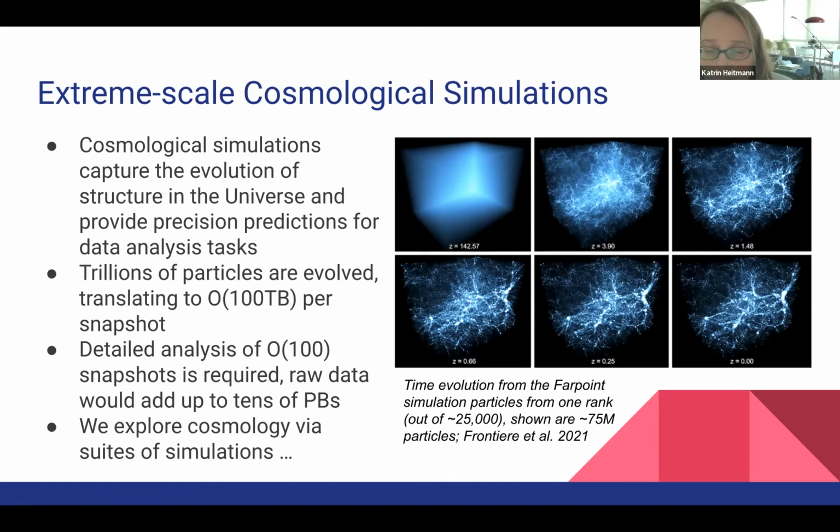So if you evolve 2 trillion particles, you get a snapshot size of the order of 100 terabytes. You need positions and velocities. And in order to make these detailed analyses that I described, you need hundreds of snapshots. So the raw data size from one simulation is in the tens of petabytes. And then you have to remember that we don't run just one simulation, but we run suites of simulations because we want to investigate different physics in the simulations. So that is obviously a very, very big challenge for us because we cannot store that amount of data for long term on the big systems. If you go to the next slide.